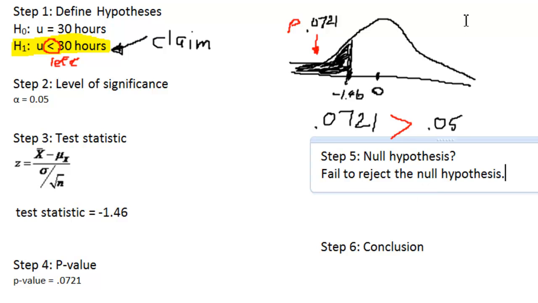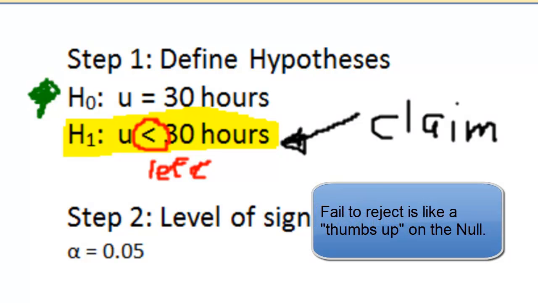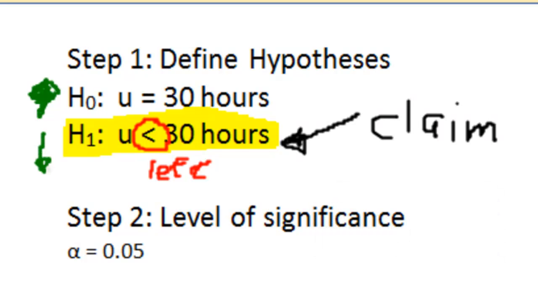Another way to do this, and I often do this in class, is to go over to our null and alternative hypotheses for a moment. If I fail to reject the null, I like to draw an arrow pointing up on the null, which means I am pointing an arrow down on the alternative. It's like a thumbs up on the null and a thumbs down on the alternative. If I point an arrow down on the alternative hypothesis, then I am rejecting this claim. I'm basically saying this isn't true. I'm still agreeing with the null hypothesis here.